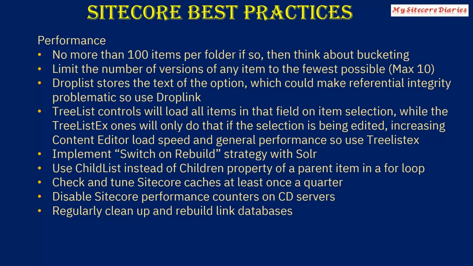You should use a droplink over a droplist. Why? The droplist stores the text of an option, which could make referential integrity problematic. So use a droplink. Then you should use the TreelistEx over the Treelist. Treelist controls load all items in that field on item selection, while TreelistEx only does that when the selection is being edited, which increases content editor load speed and general performance. That is the reason you should use TreelistEx over Treelist.